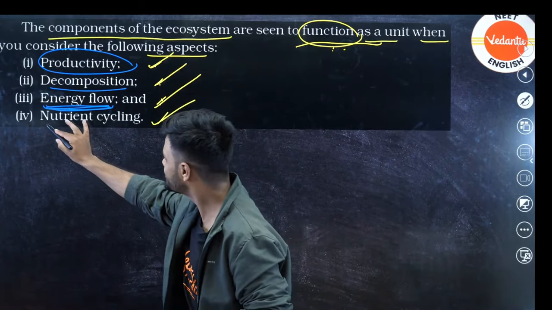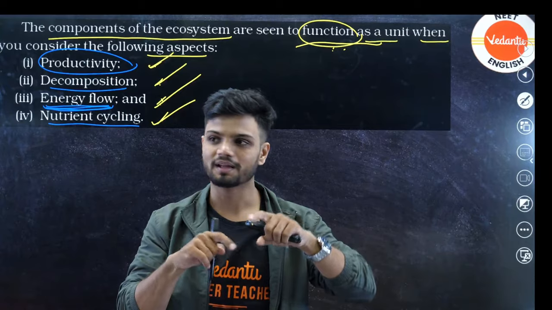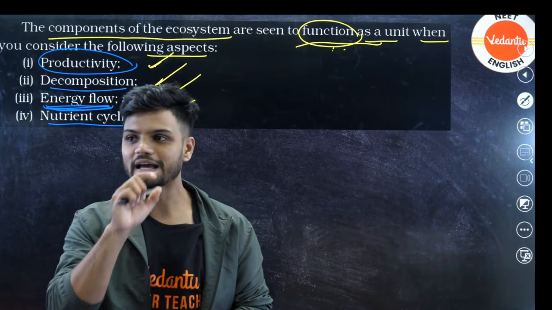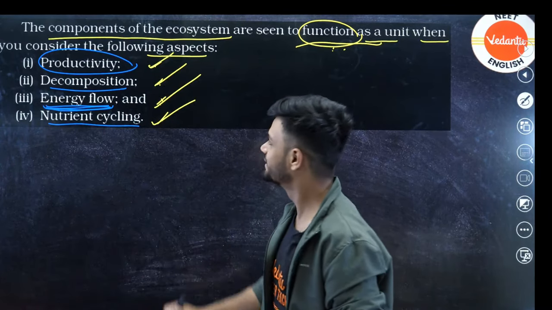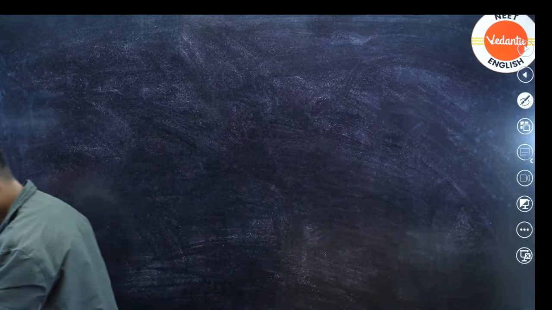Finally, we have the nutrient cycles. That is the complete flow of energy. That is called nutrient cycle. Can we start now? Can we start with productivity now, students?